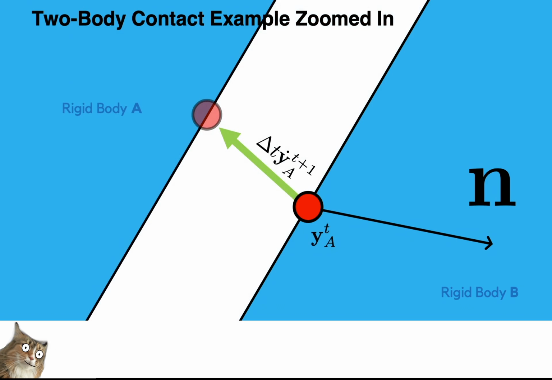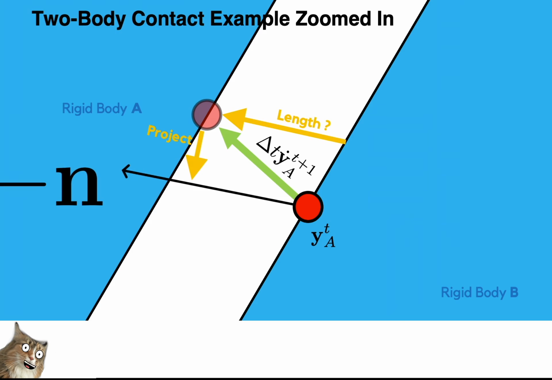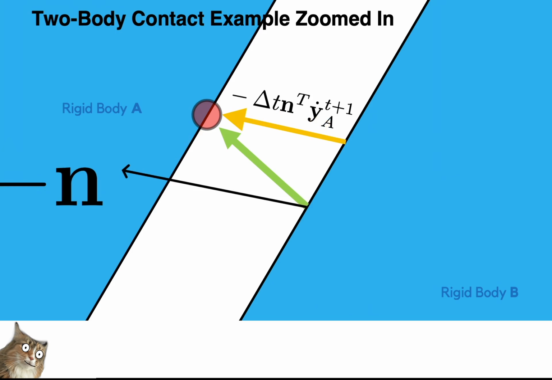Here we've moved object A so that our contact point on object A, y sub A, is at the new position y sub A at t plus delta t, y dot sub A at t plus 1. Now we want to find the distance from this new point to the nearest point on object B. And we can do this by projecting our displacement onto the outward-facing surface normal of object B, which is negative n. All this gives us a straightforward formula which computes this change in distance as a function of surface normal, time, and contact point velocity.